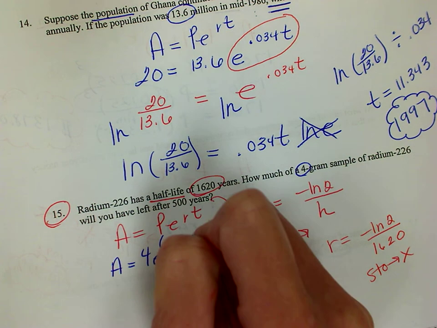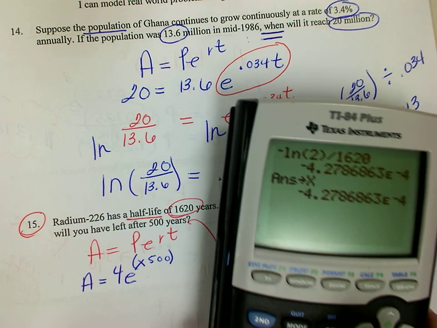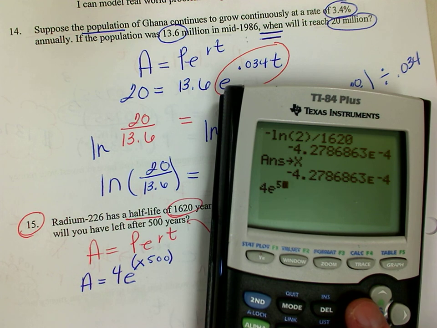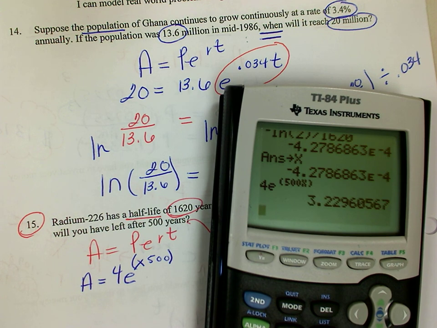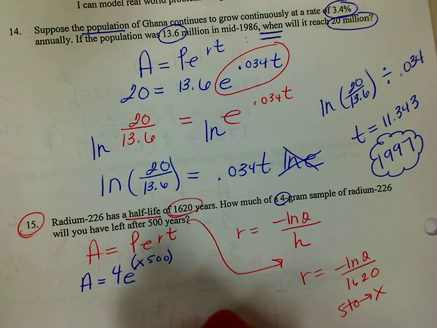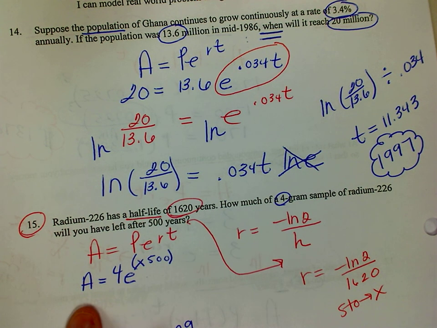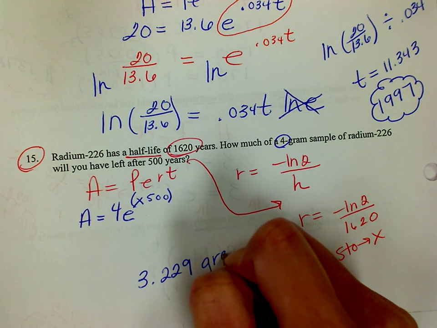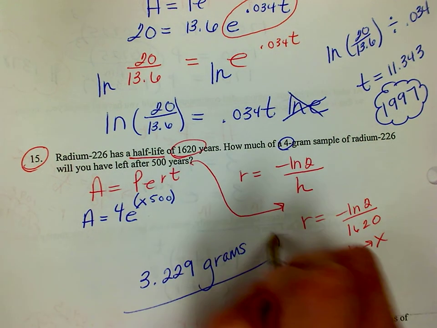All right. So in my calculator, I'm going to do 4 times e to the power of, and I'm going to do 500 times x. 3.229. 3.229 is my ending amount, and I'm going to call it grams. Make sure you always label your answers.